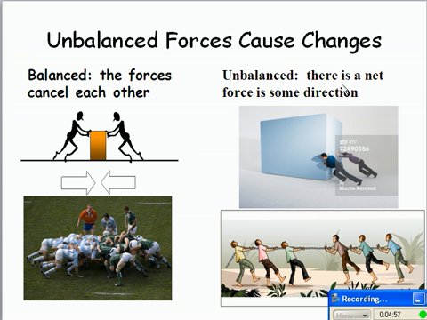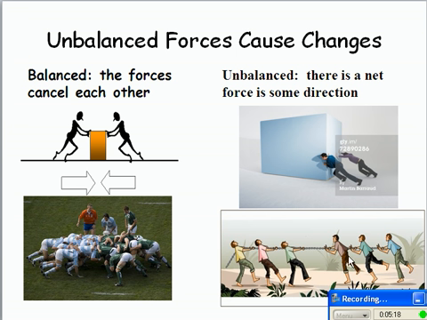However, if you have unbalanced forces, as on the right here, these two men pushing that large blue box, assuming that there's not enough friction to keep them from moving at all, they will be able to push, nobody is pushing back against them, and they'll be able to accelerate that large box.